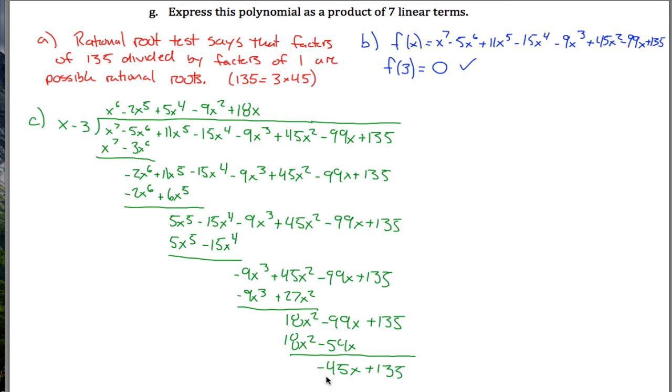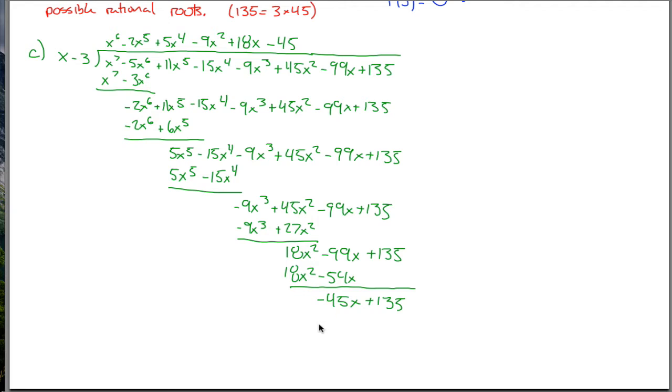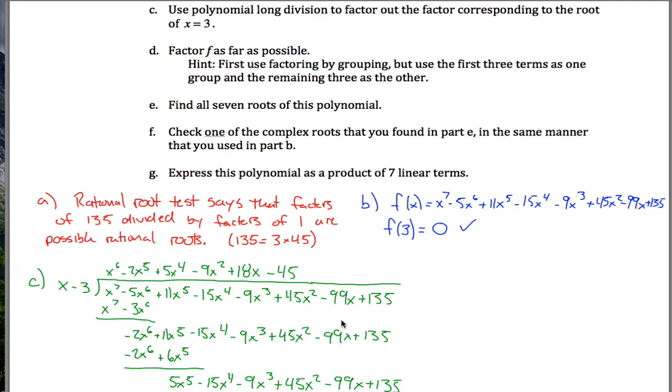I'm going to get rid of negative 45x. I need a negative 45 here, and hopefully I'll end up with no remainder. Negative 45 times negative 3, sure enough, is positive 135. I get a 0, no remainder. I'm happy, although I'm going to run out of room. Okay, so I used polynomial long division, and I got that f of x was equal to this times this.